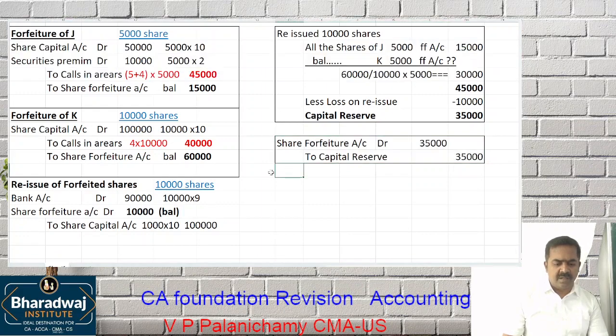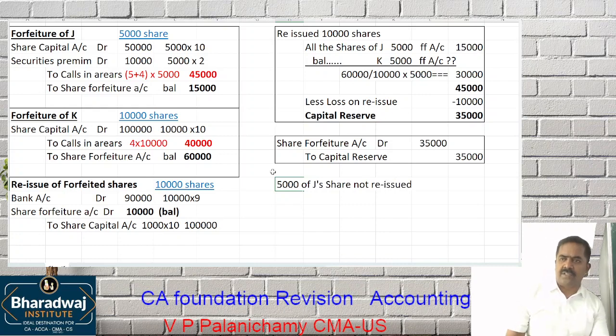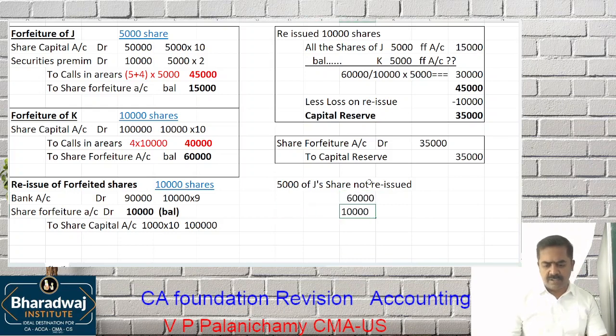And please remember, how many shares are not reissued? 5,000 of J shares are not reissued. So அதுக்கு forfeiture account எவ்வளவு இருக்கும்? Simple. 60,000 if it is for 10,000, what is for 5,000?